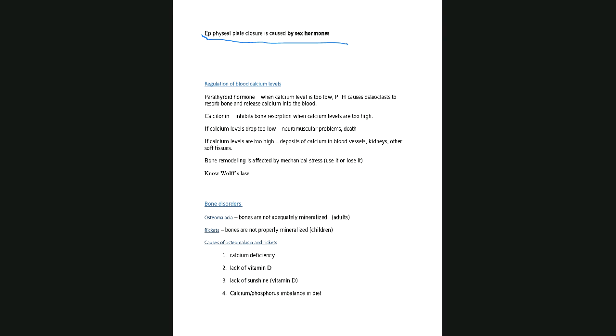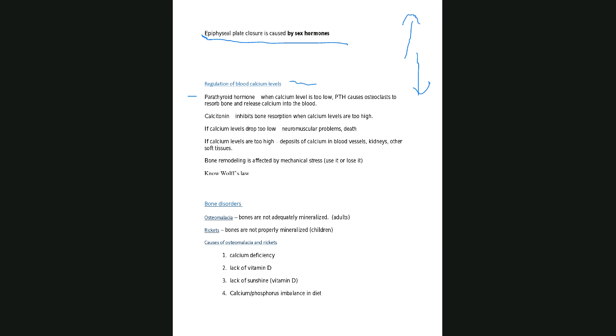Okay, regulation of blood calcium. Now, bones are essential to keep your blood calcium levels at an ideal state. If your blood calcium level is way too high, you die. If your blood calcium level is way too low, you die. Either way, you're dead. So it has to be kept exactly right.